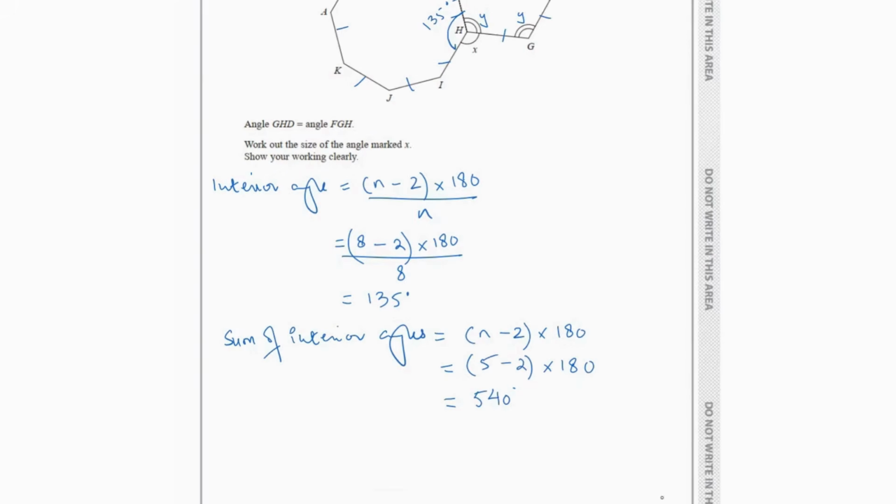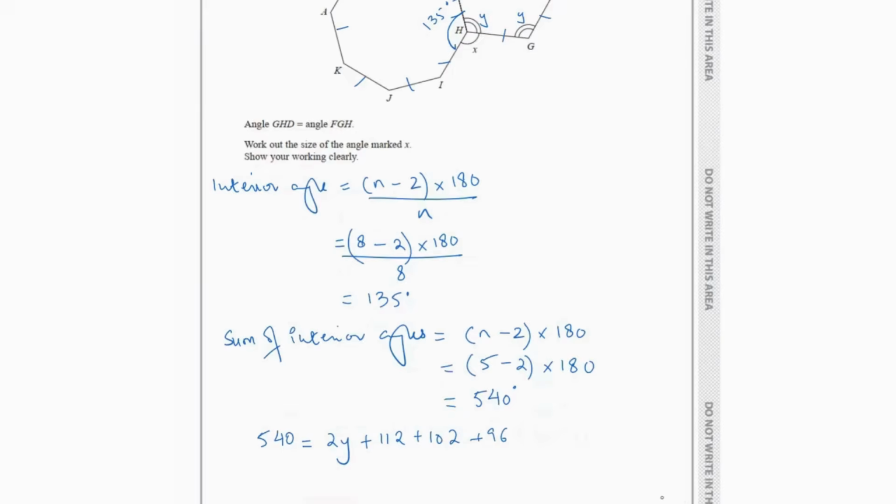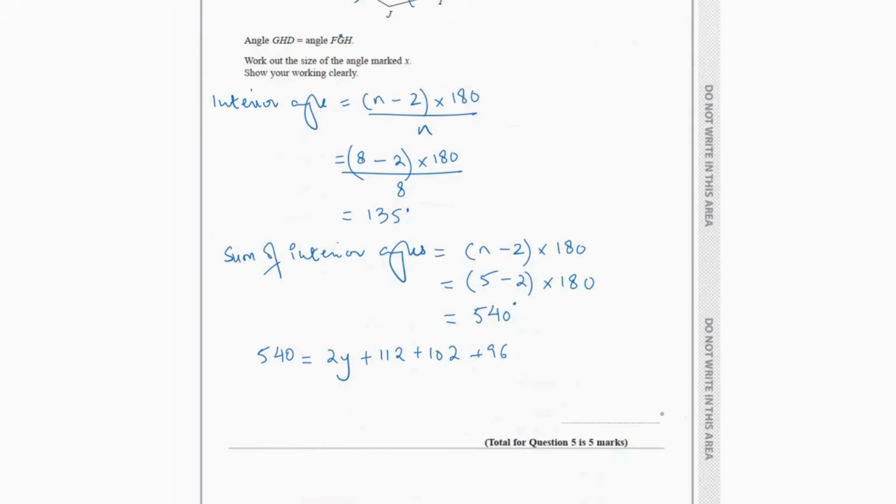So now I find the value of y. So 540 equals 2y plus 112 plus 102 plus 96, because two angles are equal. Make y the subject now. So 112 plus 102 plus 96 is going to be 310. So 540 minus 310 equals 2y. And then divided by 2 is 115.